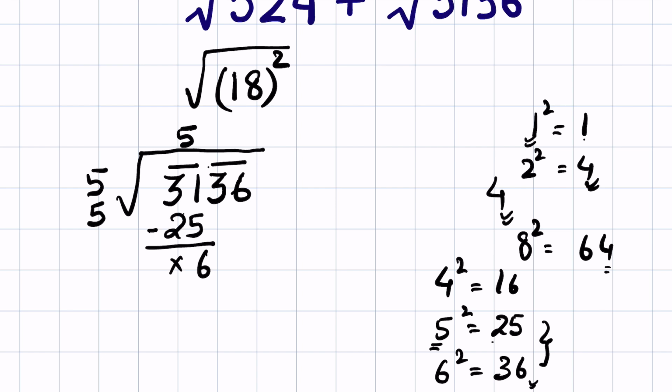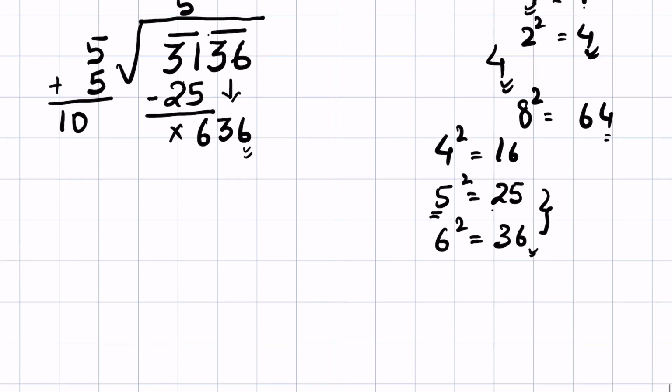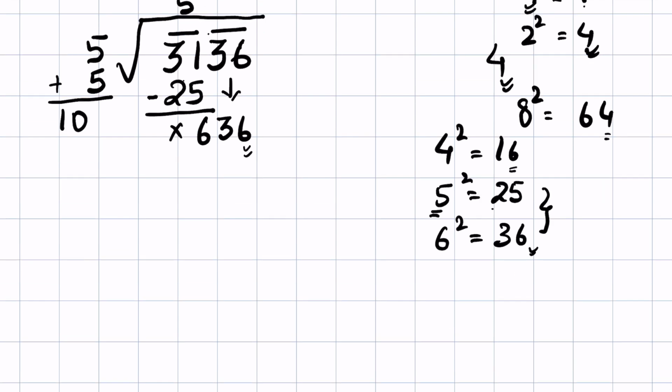Now subtract, and add these two: 5 plus 5 is 10. Now bring these two down together because they are grouped together. 636. Now you have to find a number whose unit digit is 6. Two numbers have 6 at their end: 4 square has 16 and 6 square has 36. If we write 4 here and then 4 here, 4 times 4 is 16, that is 416, which is less. So let's try with 6.